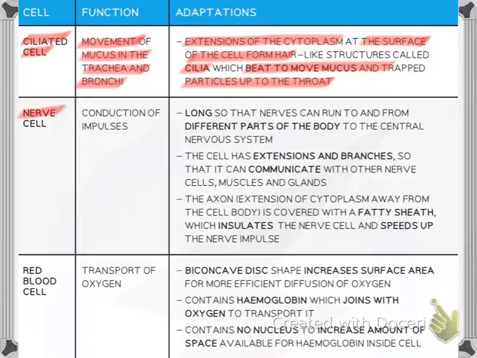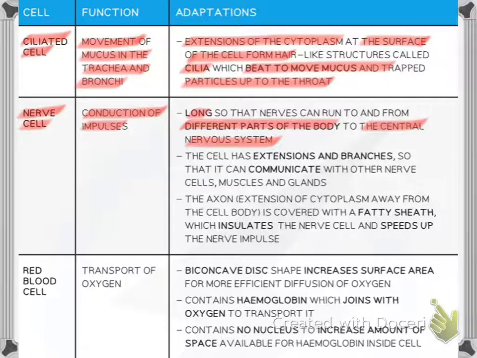Then there is the nerve cell. The function of the nerve cell is the conduction of impulses. The adaptation of a nerve cell is that they're long, so that the nerves can run to and from different parts of the body to the central nervous system. We'll be learning about the central nervous system in our further topics.